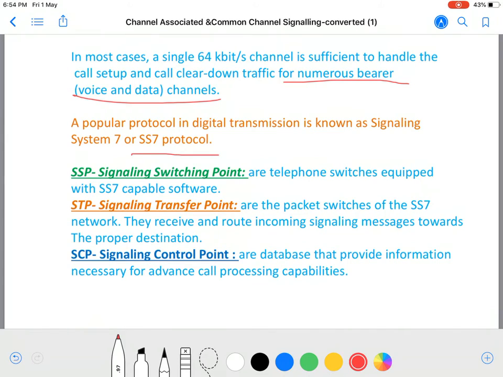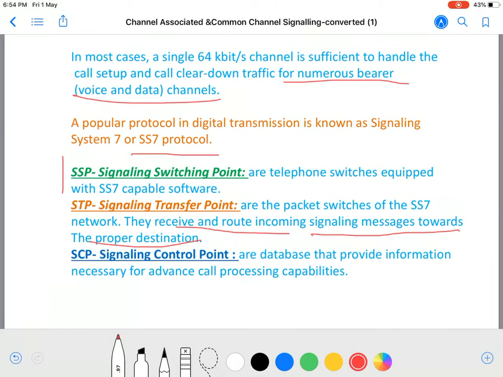There are 3 nodes in SS7. One is SSP or signaling switching point. These are the basic subscribers' telephone switches equipped with SS7 capable software. Number 2, STP or signaling transfer point, are the packet switches of the SS7 network. They receive and route incoming signal messages towards the proper destination. So these are the routing points of the SS7 signaling, and they are terminated towards the destination.